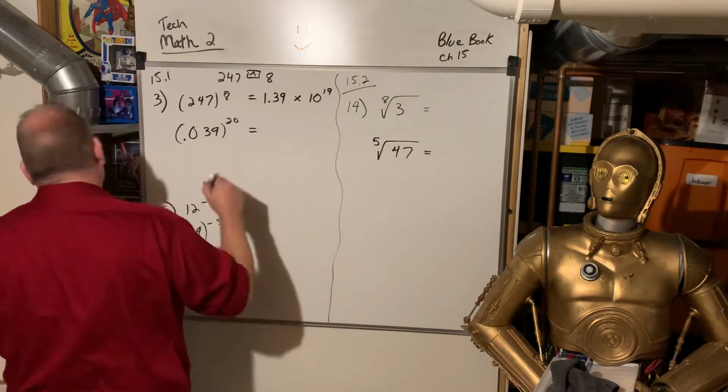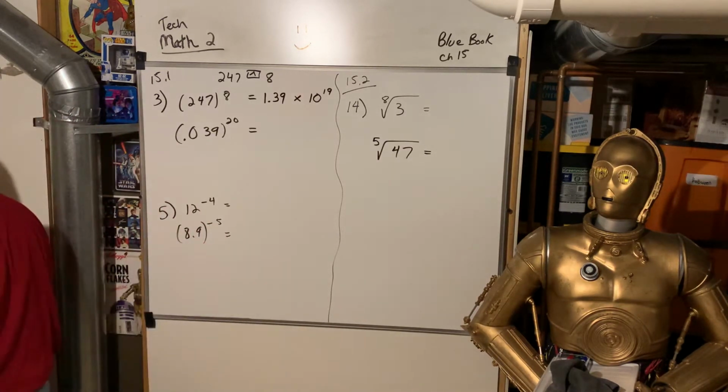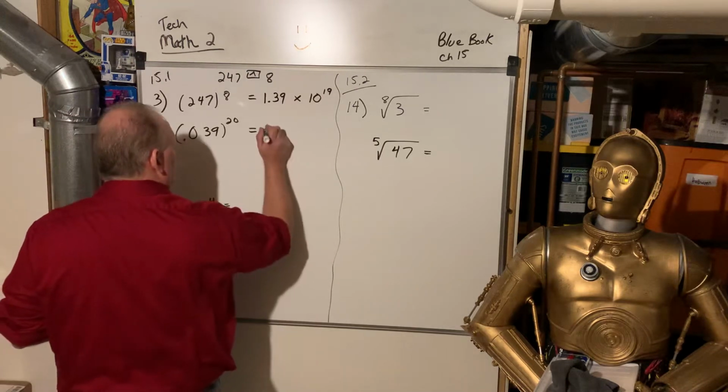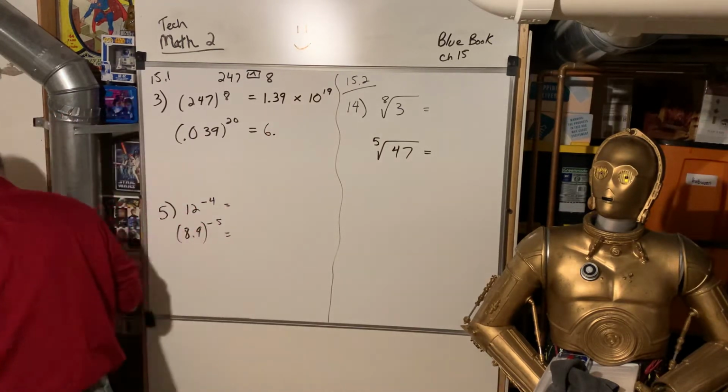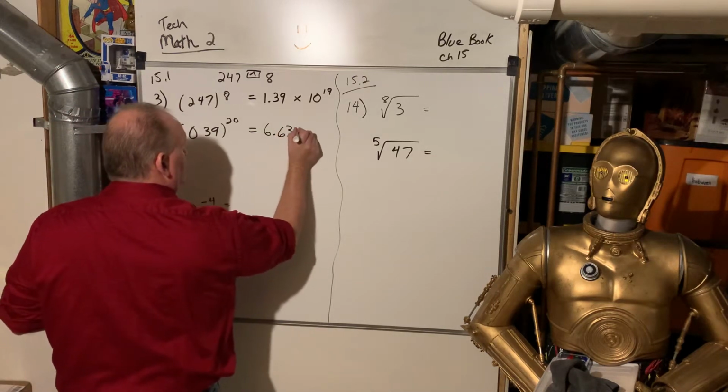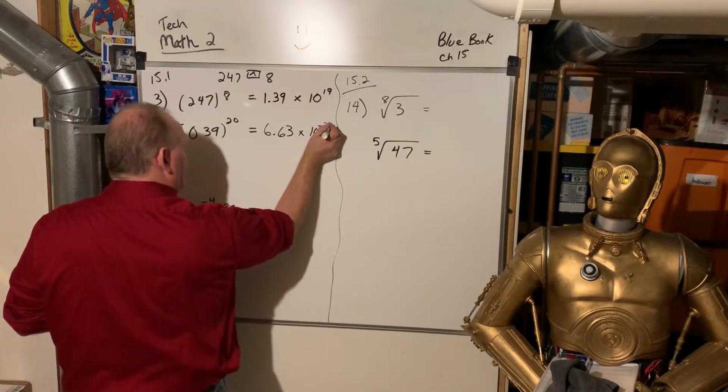All right. So the next one is 0.039 to the 20th. You pop that into your calculator, and that's going to be really small. That's 6.63 times 10 to the negative 29.